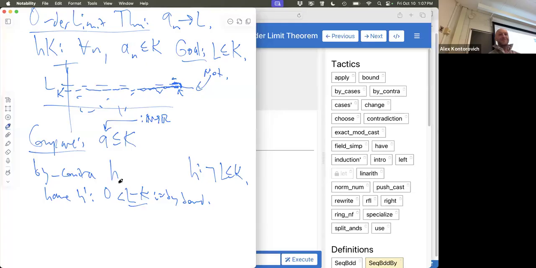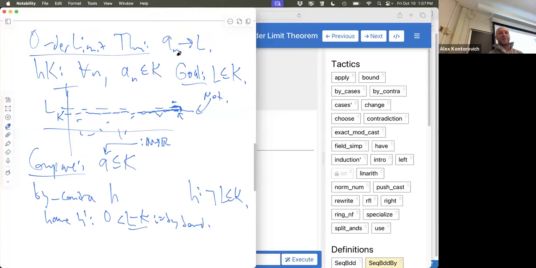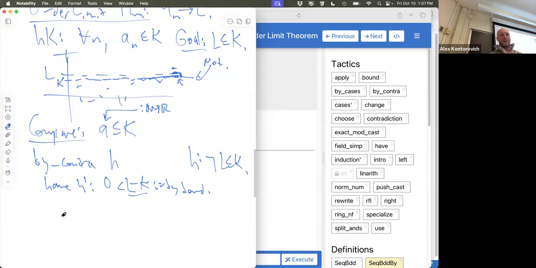Jeffrey. Specialize to more than. Yeah, it's called HA or something. Yeah, so we can specialize. In fact, we can jump straight to choose N, HN using HA with epsilon replaced by L minus K, and we know that L minus K is already positive. Does that make sense?